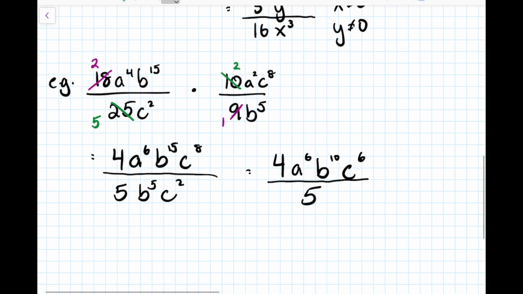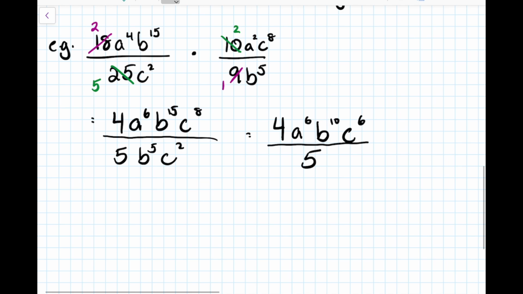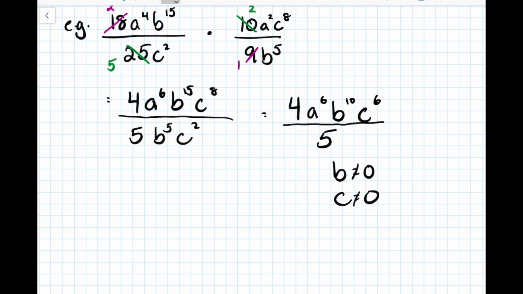For our NPVs, we've got b can't be 0, and we've got c can't be 0. But we actually don't have an NPV for a, because if you look carefully, a was never in the denominator. So we only care about stuff that shows up in the denominator at some point. Okay, so that's what you do when you have just a whole bunch of variables.